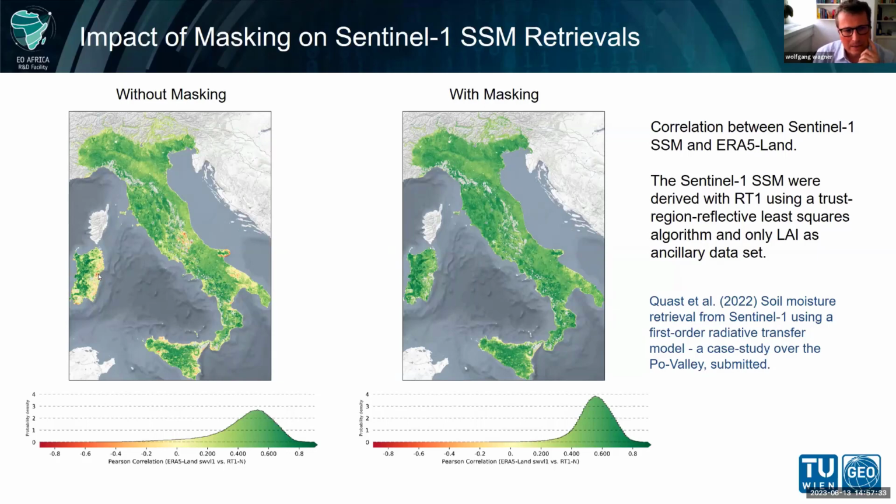So after masking of those subsurface scattering areas, you get positive correlations throughout Italy and also here Sardinia, also on those parts that are really kind of desert-like environments where subsurface scattering can be strong.